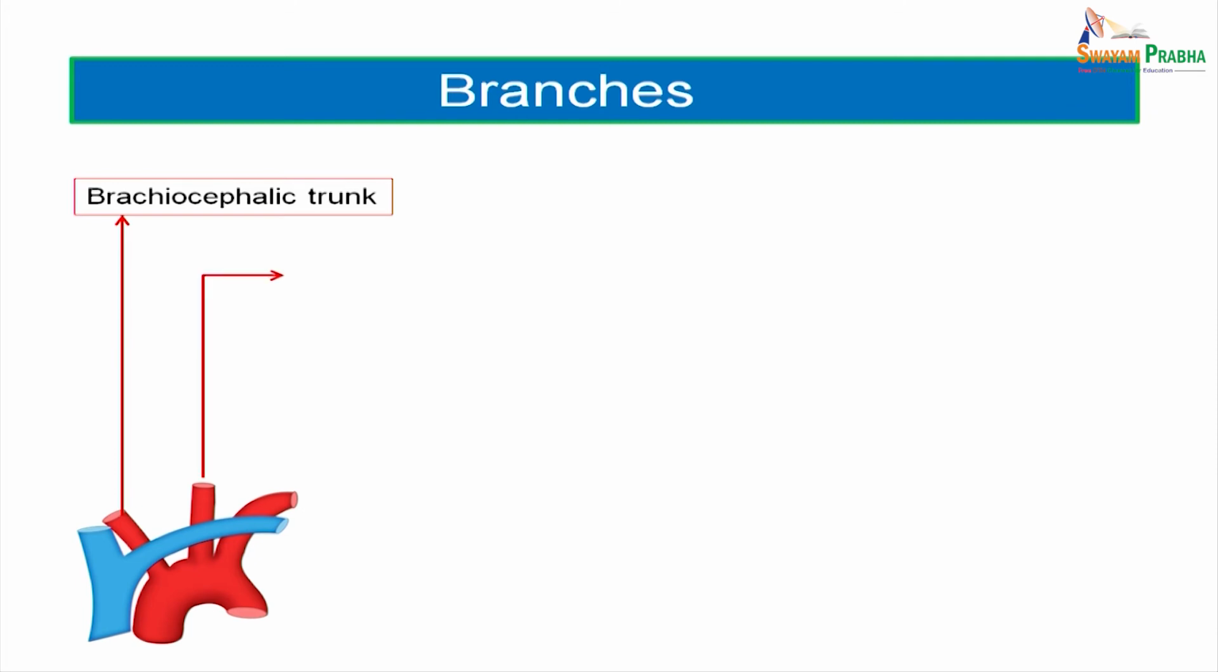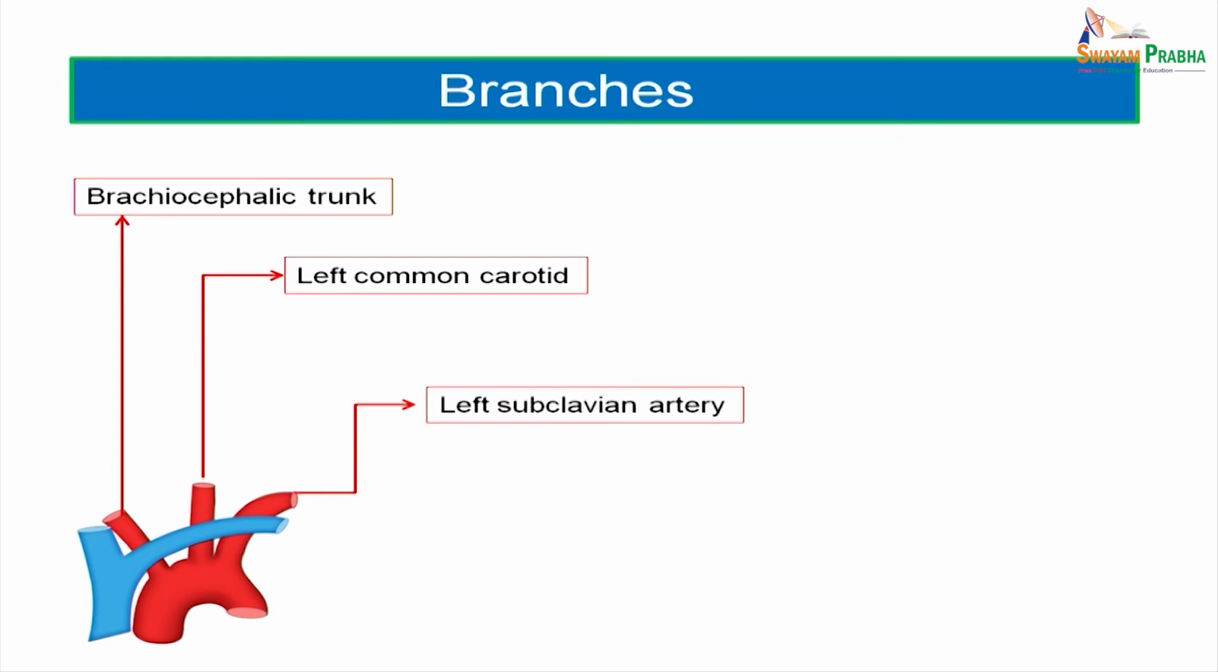Next, the branch is the left common carotid. This particular branch arises a little posterior to the brachiocephalic trunk. It ascends along the left side of the esophagus and trachea and supplies the left side of the head and neck region. The third branch is the left subclavian artery.